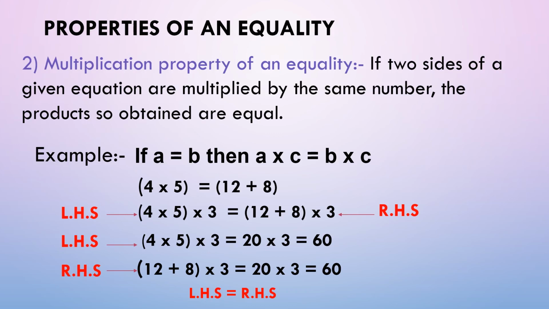Okay, now let us simplify LHS. So 4 into 5 is what? 20, and 20 into 3 is what? 60. Now let us simplify RHS. Now 12 plus 8 is what? 20, and 20 into 3 is what? 60. So both the values are the same. LHS is equal to RHS.